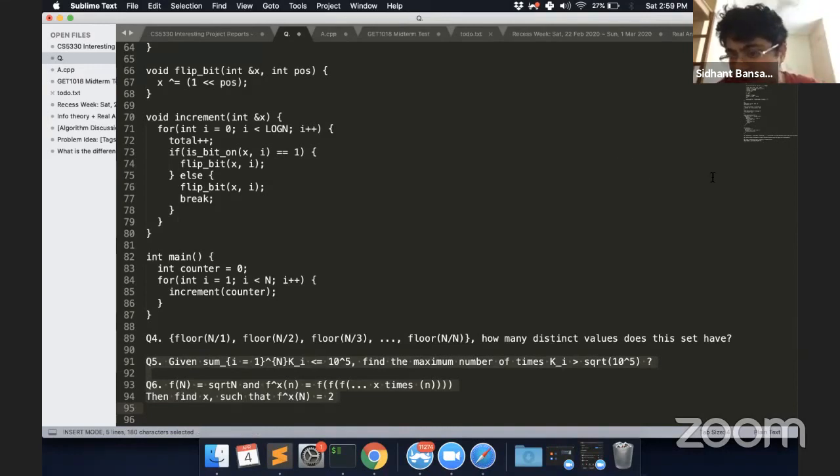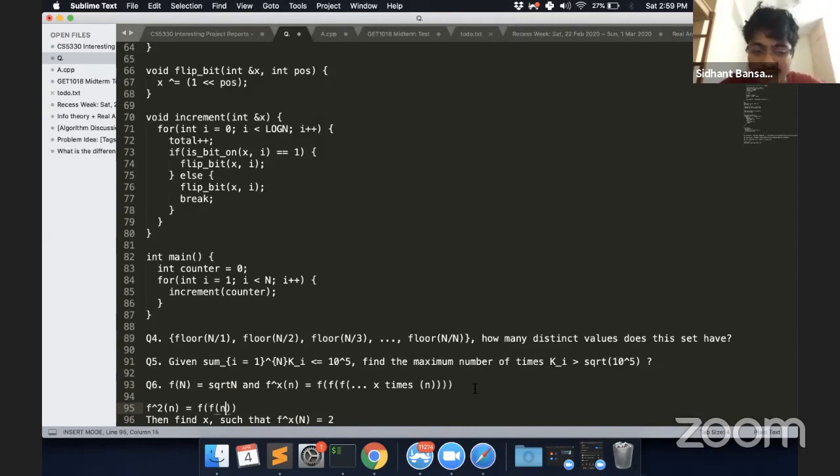Okay, I'll explain question 5 in more clarity, but question 6 simply means, let's say we have this function f of n equal to square root n, okay? And you keep on applying this function again and again. So we denote f squared of n as applying this function twice. More generically, f to the x of n is applying this function x times, one after the other. So the question is, find an x such that this thing comes out to be 2 for a given n. So the answer should be in terms of n.